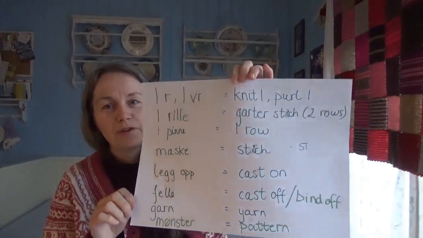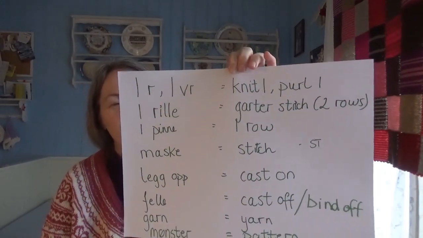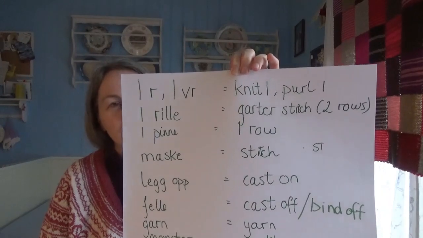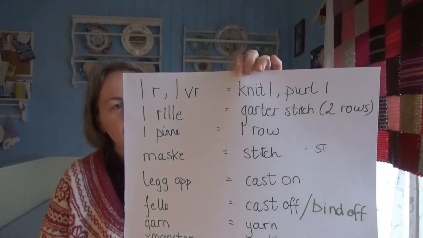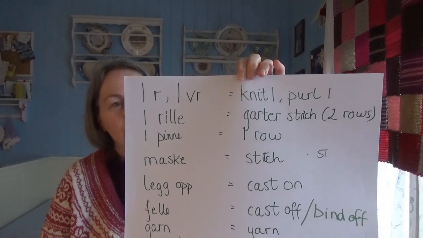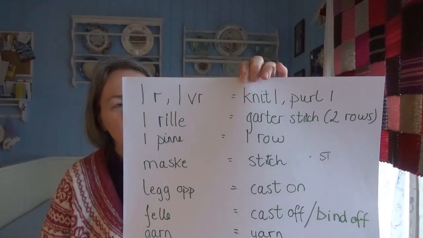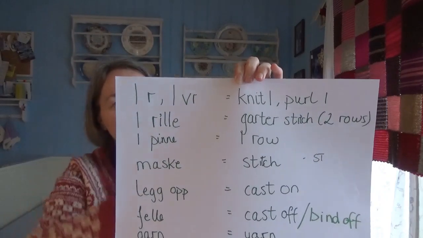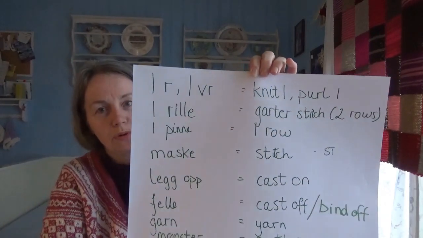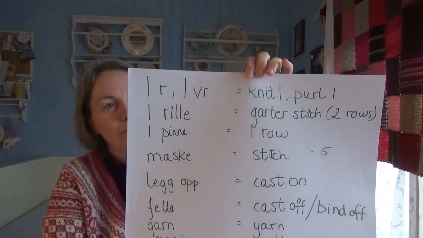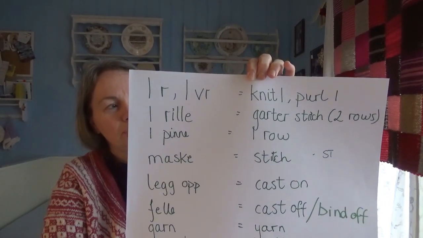This is my first basic. The Norwegian is left and the English is right, as you may see. En rett, en vrang. That's the abbreviation in Norwegian. Means knit one, purl one. Or you could say to rett, to vrang, knit two, purl two.